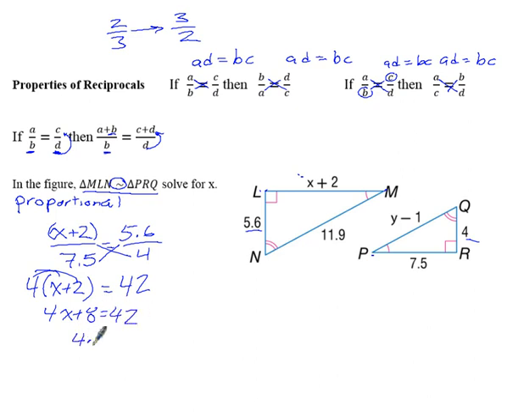And then solve for x. Subtract 8 from both sides, giving us 34. And then divide both sides by 4, and we get an answer of x equals 8.5. All right, so that's our answer for x. So we will talk more about similarity with figures in the next section.